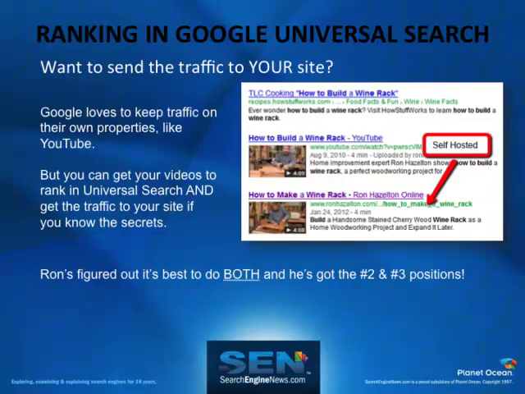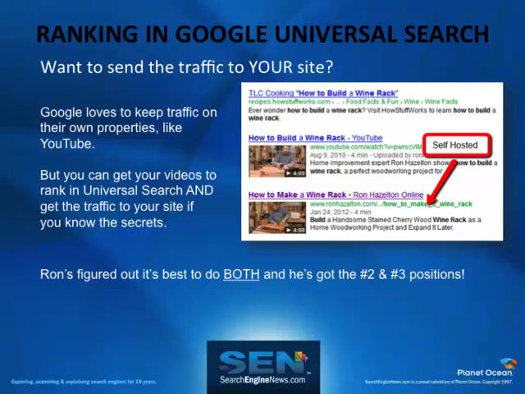Now, in Google Universal Search, we have the ability to use video to send traffic direct to your website. Obviously, you can put a video up on YouTube. For example, this fella built a how to build a wine rack video, uploaded it to YouTube, and he's showing up here for how to build a wine rack in Google Universal Search. But look right below it. His name's Ron Hazelton, by the way, and you can see he's also got a result that's showing up as a link to his website.